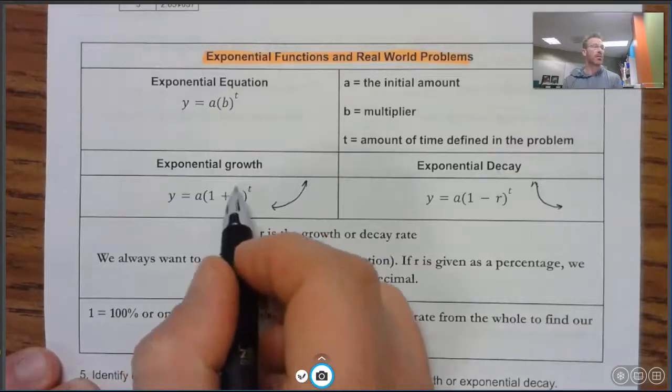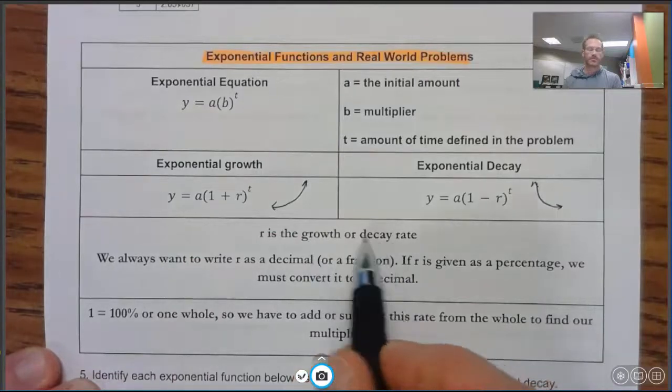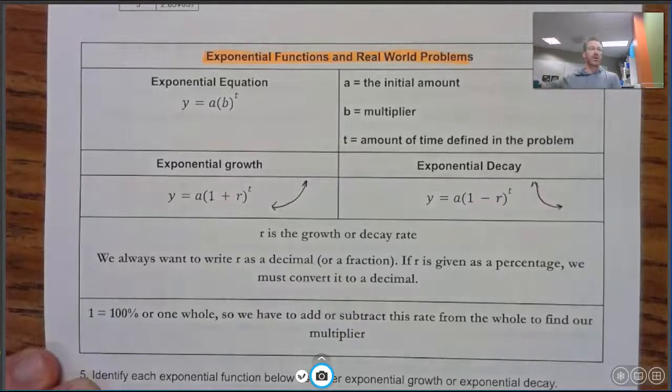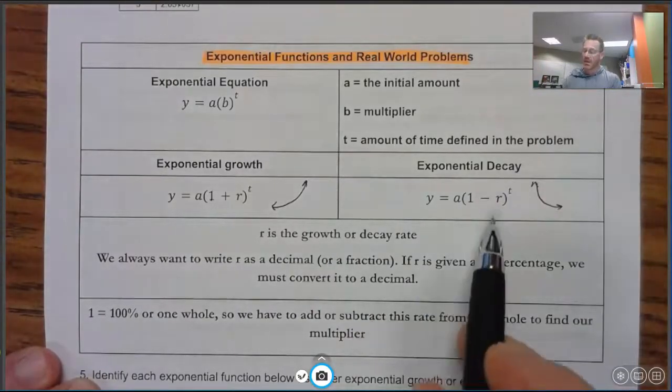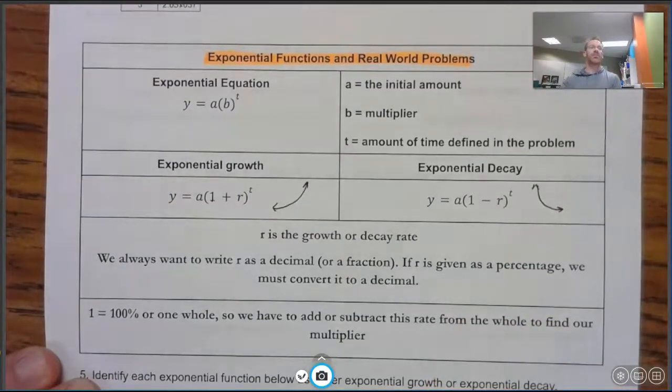So whatever our growth rate is, and that's what r represents, the growth rate or decay rate, we're going to add that to 1. And that's going to give us a number bigger than 1, which is going to make our function go up or increase. If we need it to decay, we're going to take that rate and subtract it from 1. And notice that's going to give us a number less than 1, which means it's going to go downhill.